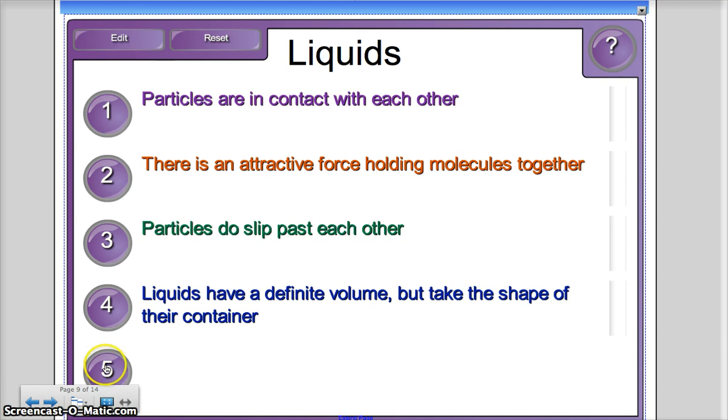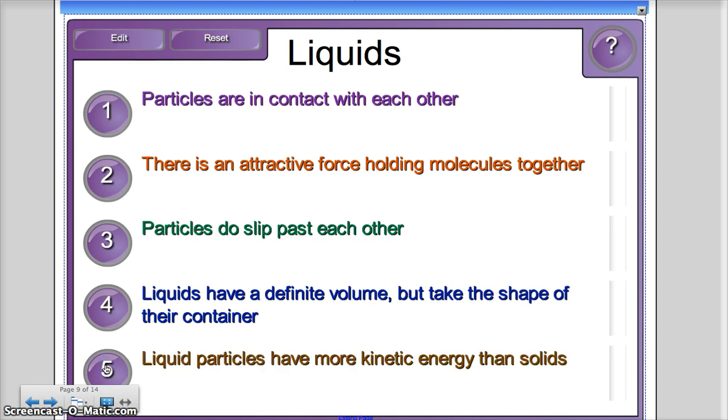Liquid particles have more kinetic energy than solids. What this means is that it has more speed. We'll get more into kinetic energy as we get into physics, but kinetic energy has to do with speed. So essentially, for kinetic energy, you can just substitute in speed.